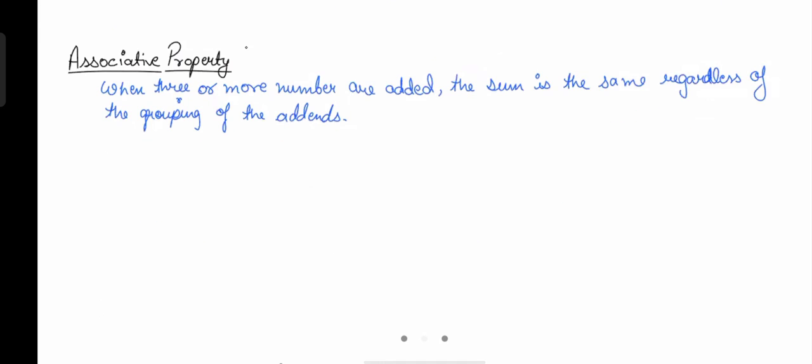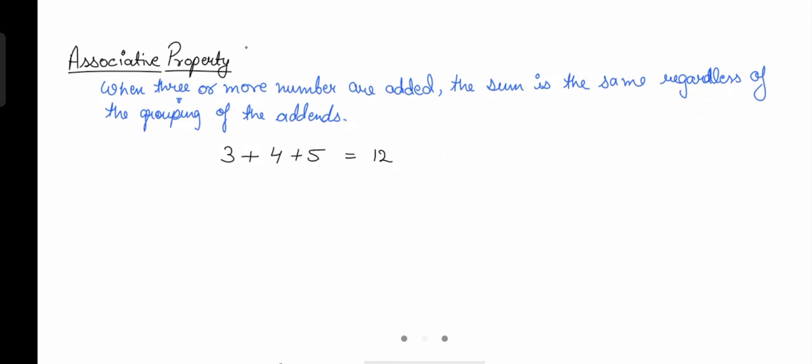Okay, now let's add up three numbers. Let's say I am going to add up 3 plus 4 plus 5. What will be my answer? My answer will be 12. Let's say now I'm going to group them in a different way. The definition is that when three or more numbers are added, the sum is the same regardless of their grouping.